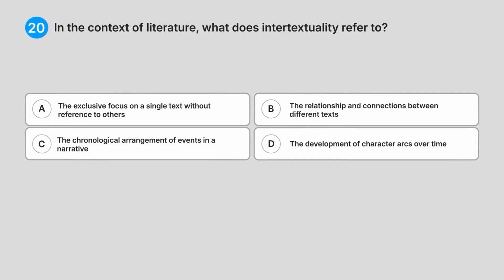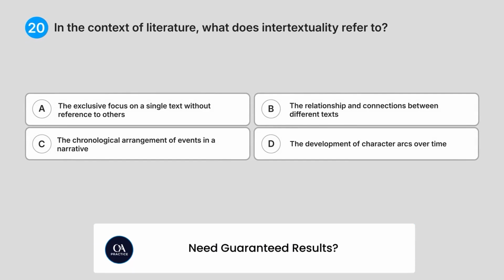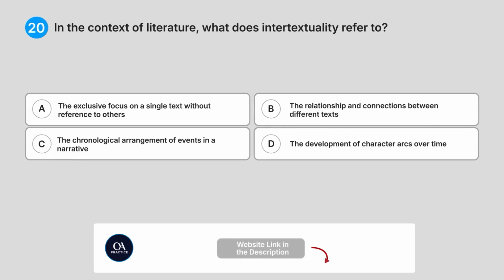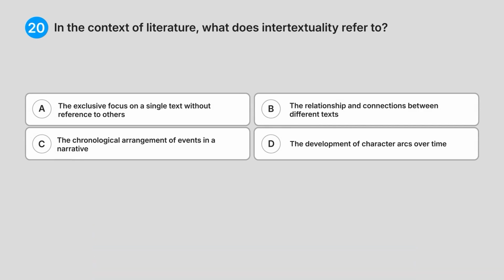20. In the context of literature, what does intertextuality refer to? A. The exclusive focus on a single text without reference to others. B. The relationship and connections between different texts. C. The chronological arrangement of events in a narrative. D. The development of character arcs over time.